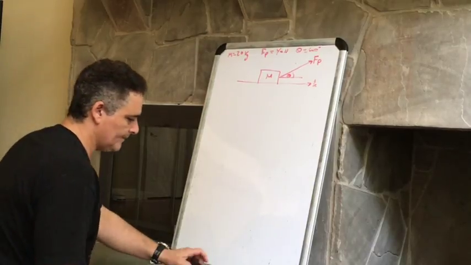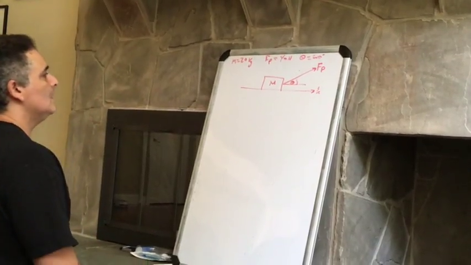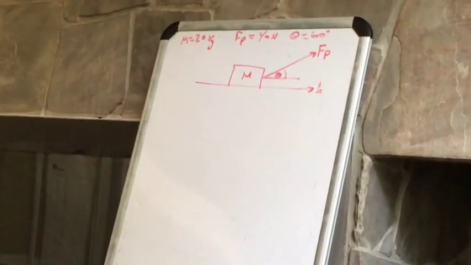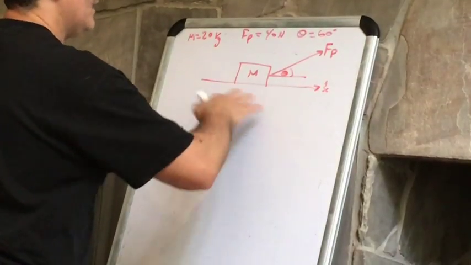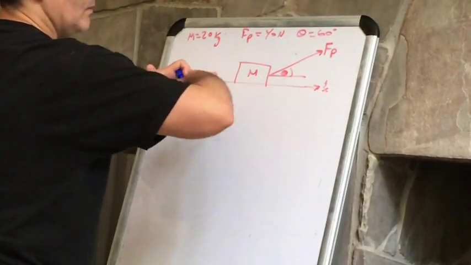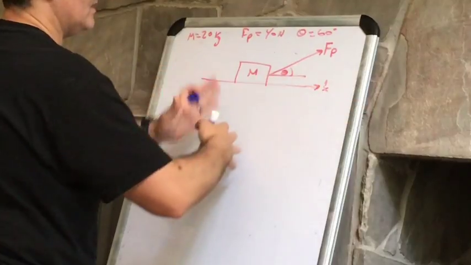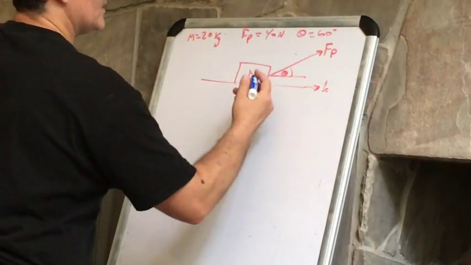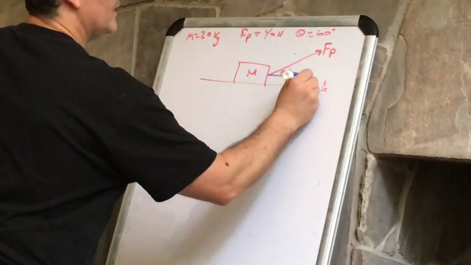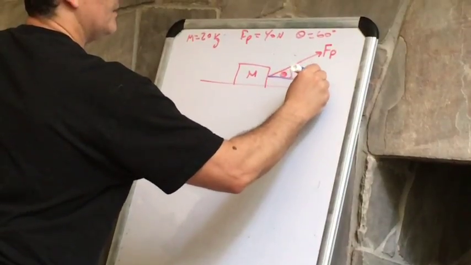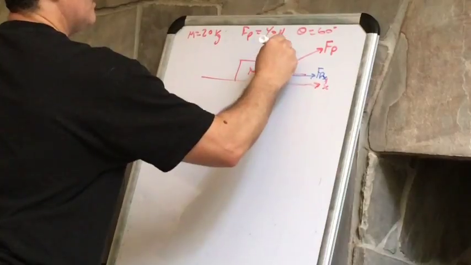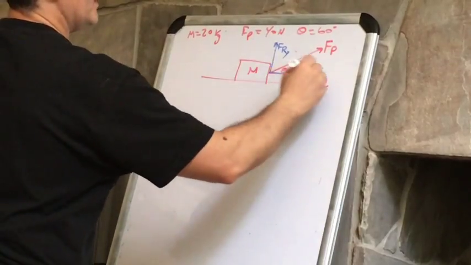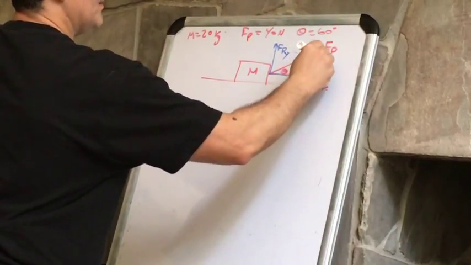In this problem, what you want to do is identify all the forces. That's the first thing you want to do, and that's why you do a free body diagram, because it helps you do that. If I look at the forces, I realize this is going to take an x component and a y component, so I'll break it up into x and y parts. This part here is my FPX, and this is my FPY.